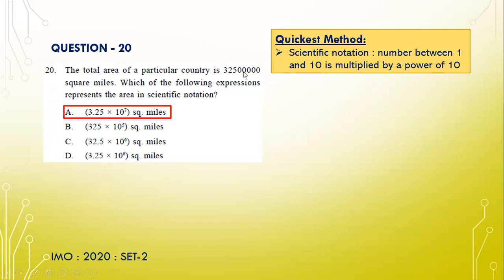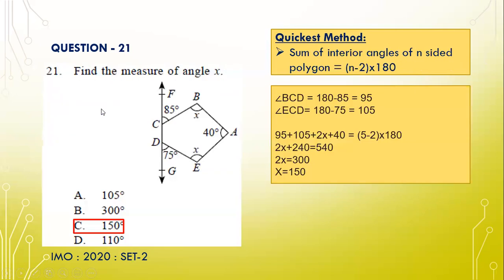1, 2, 3, 4, 5, 6, 7. 7 digits. So it should be 10 raised to 7 and not 10 raised to 6. So the correct option is option A.